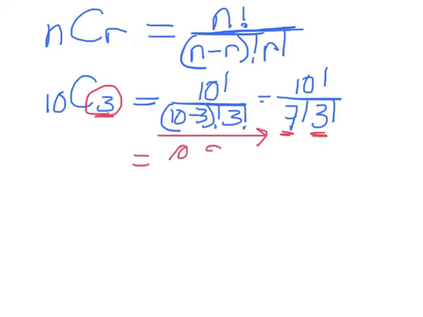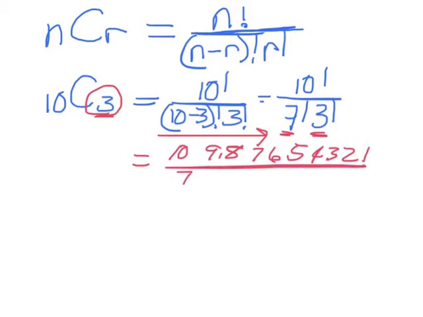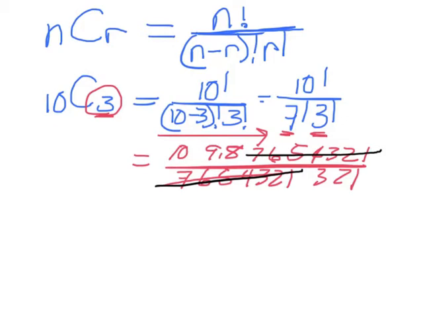10 factorial is 10 times 9 times 8 times 7, 6, 5, 4, 3, 2, 1. And 7 factorial is 7, 6, 5, 4, 3, 2, 1. And then 3 factorial is 3, 2, 1. And what you can see is that the 7, 6, 5, 4, 3, 2, 1, the 7 factorial, cancels with the 10 factorial and leaves you just 10 times 9 times 8 over 3 times 2 times 1.